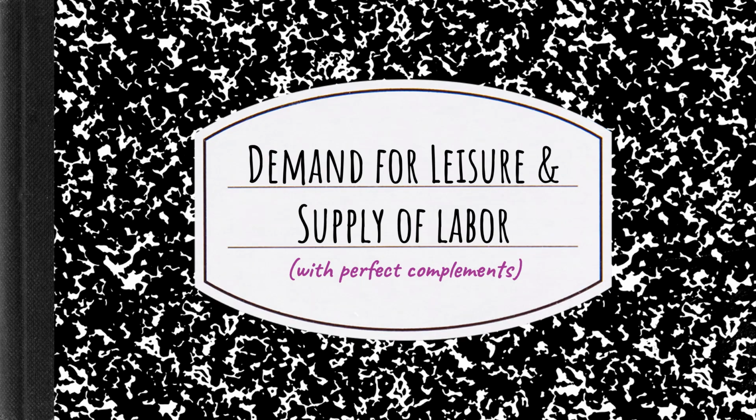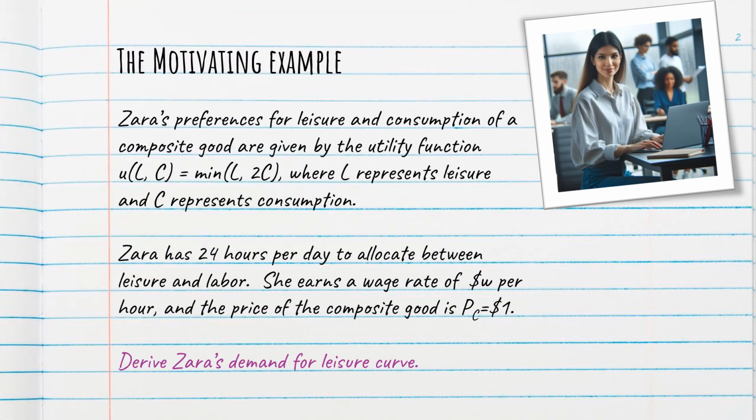In this short video, we're going to derive the demand for leisure as well as the supply for labor in a very special case where we have a perfect complements utility function. So let's imagine that Zara's preferences for leisure and consumption of a composite good are given by the utility function, the minimum of leisure and 2 times consumption, where here L is leisure and C is consumption. We're also told that Zara has 24 hours per day to allocate between leisure and labor.